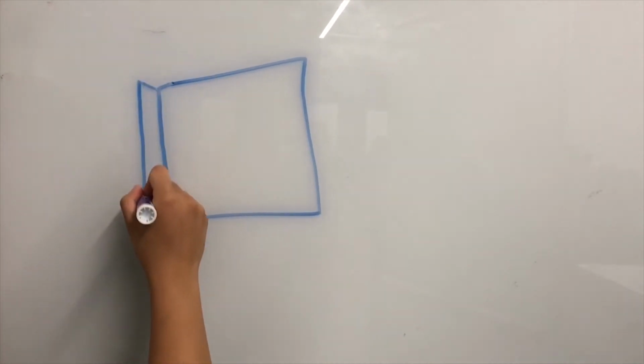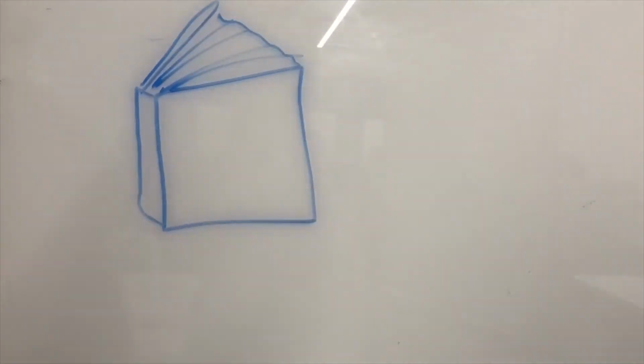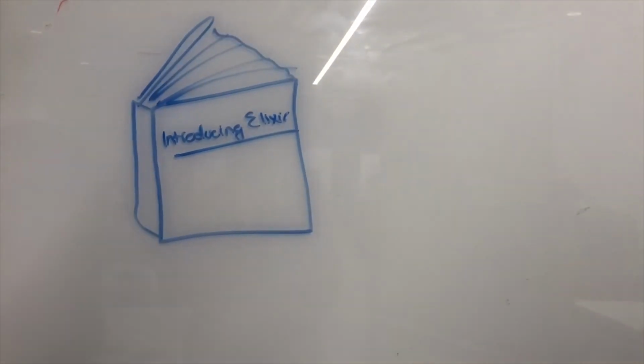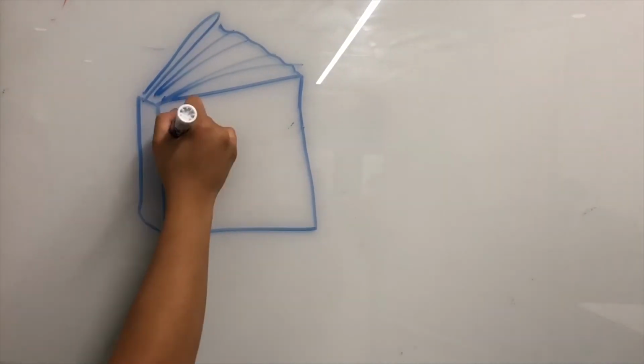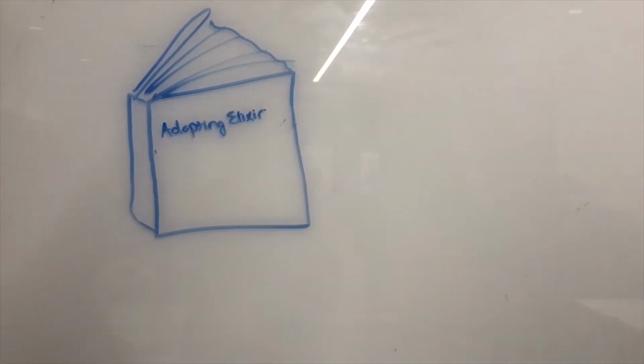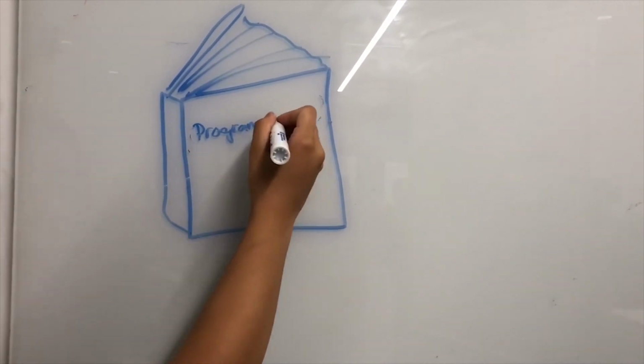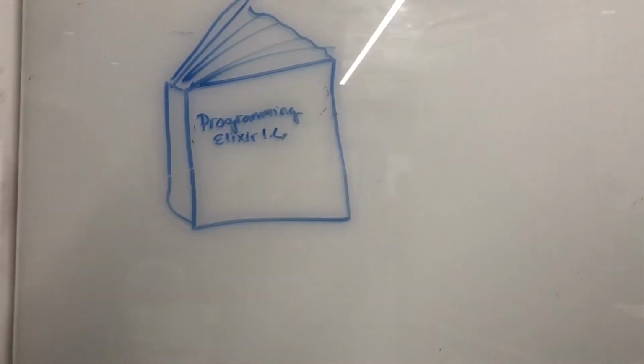So some of the helpful books that you can look up for Elixir would be Introducing Elixir by Simon St. Laurent and J. David Eisenberg, Adopting Elixir by Ben Marx, José Valim, and Bruce Tate, and Programming Elixir 1.6 by Dave Thomas.